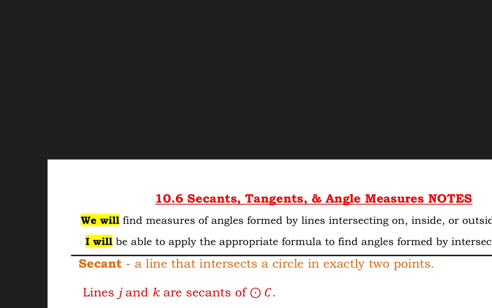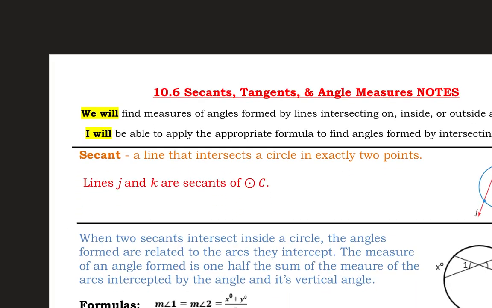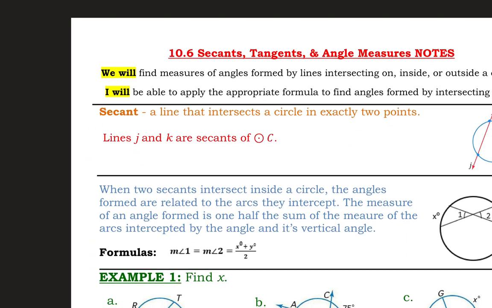circle twice, okay? So these lines here, these are called secant lines because they're touching your circle at two different points. So this is one point, this is another point. This is one point, this is another point. So each line is touching your circle, in this case circle C, at two different points. So there are different formulas. We will be given all the formulas on the test. It's just a matter of knowing which formula to use.